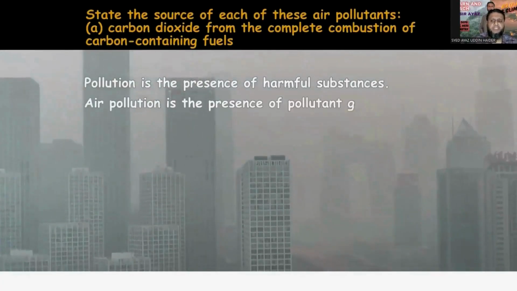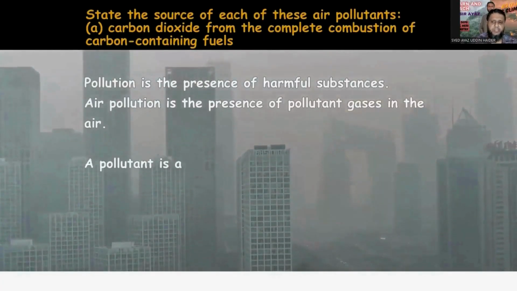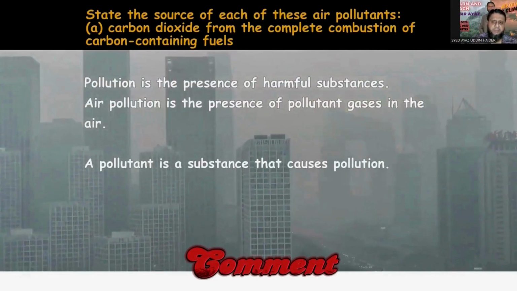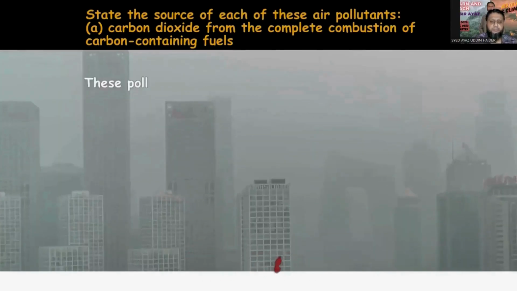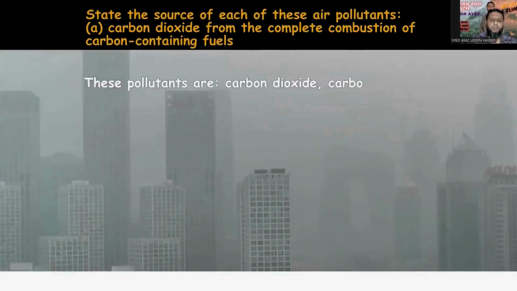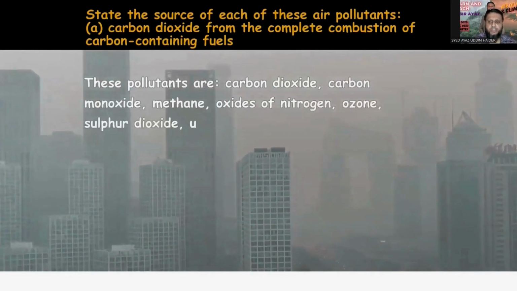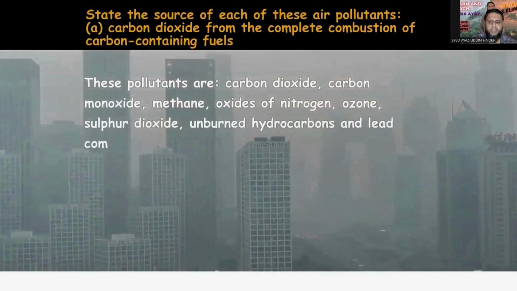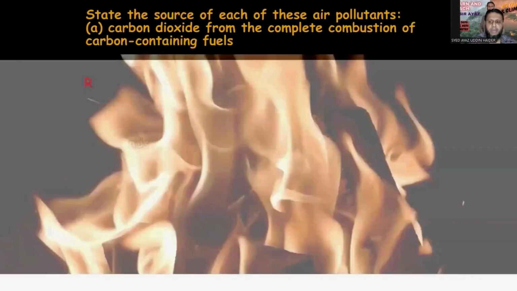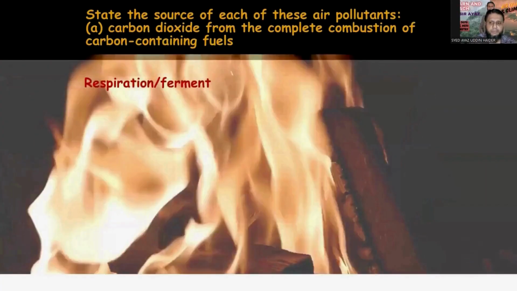Pollution is the presence of harmful substances. Air pollution is the presence of pollutant gases in the air. A pollutant is a substance that causes pollution. These pollutants are carbon dioxide, carbon monoxide, methane, oxides of nitrogen, ozone, sulfur dioxide, unburned hydrocarbons, and lead compounds.